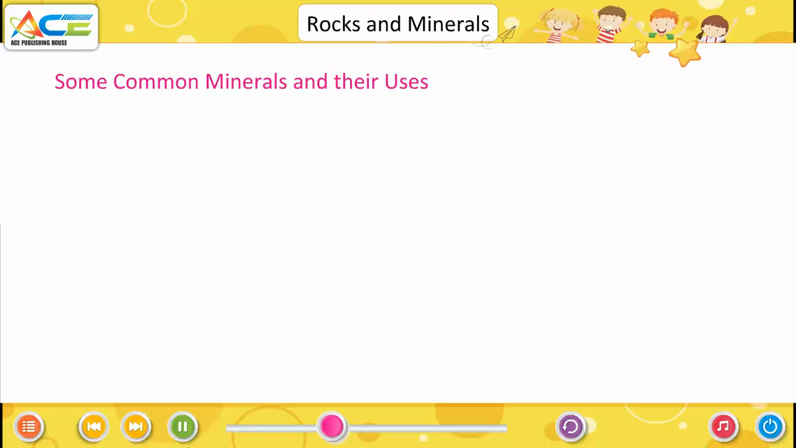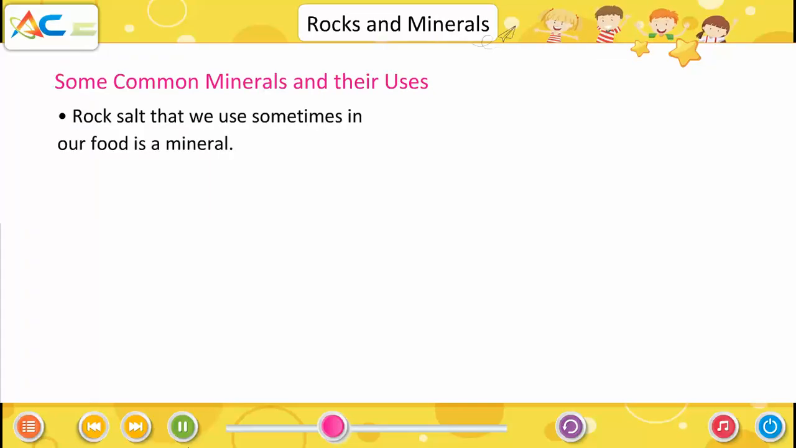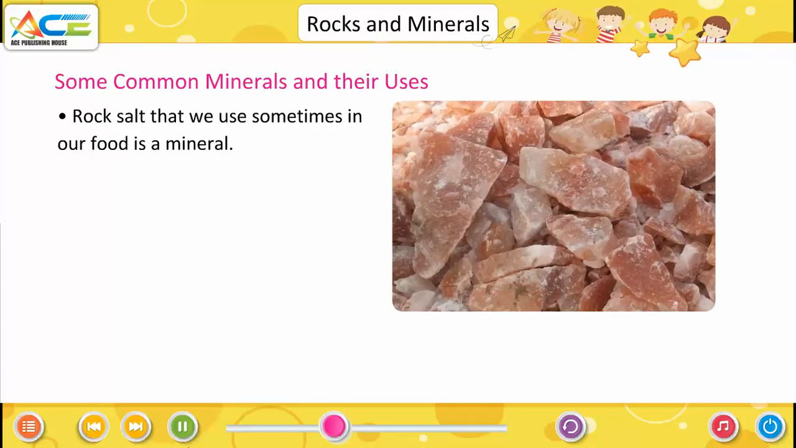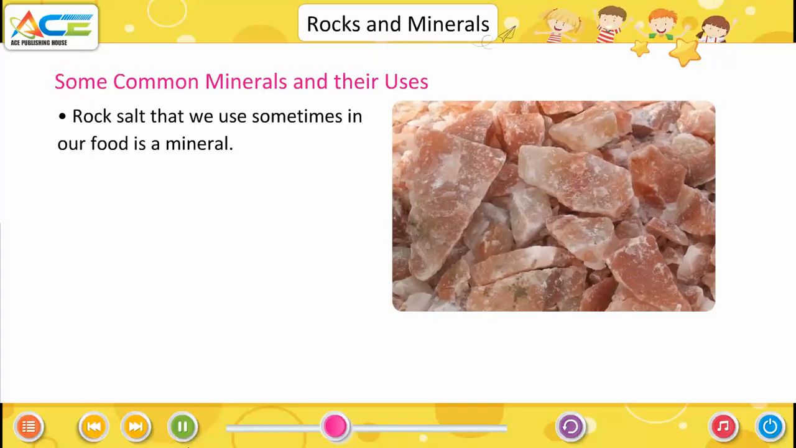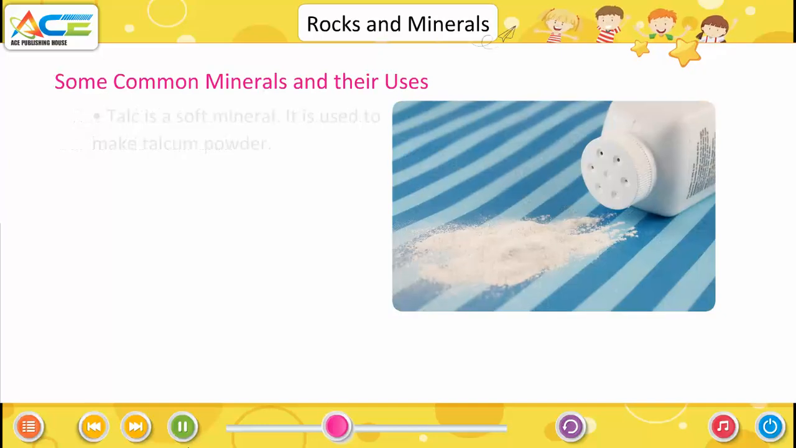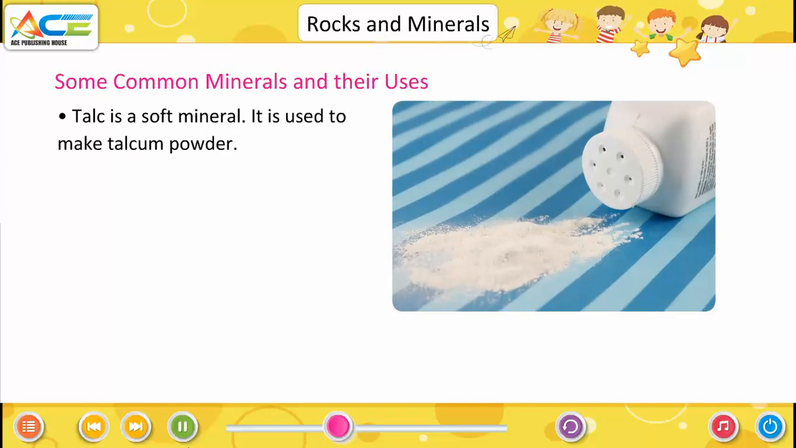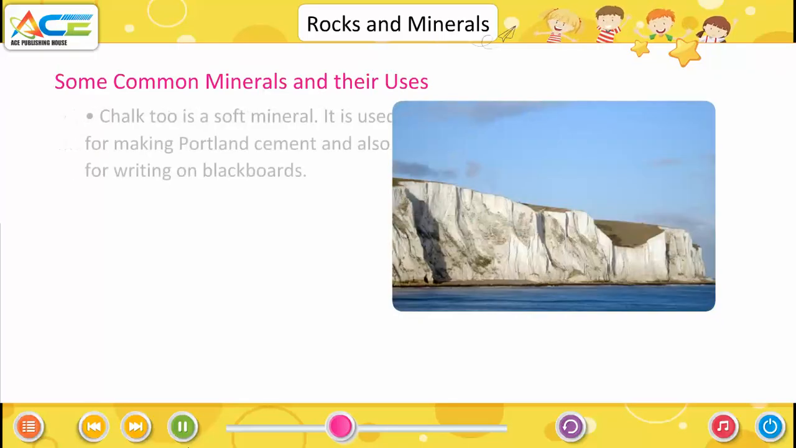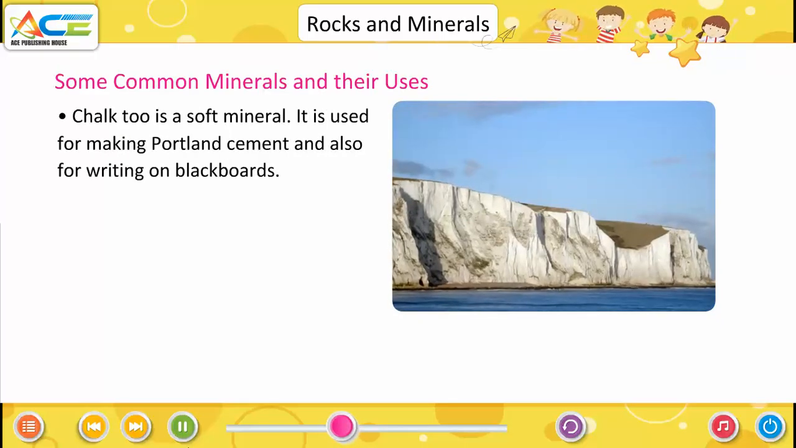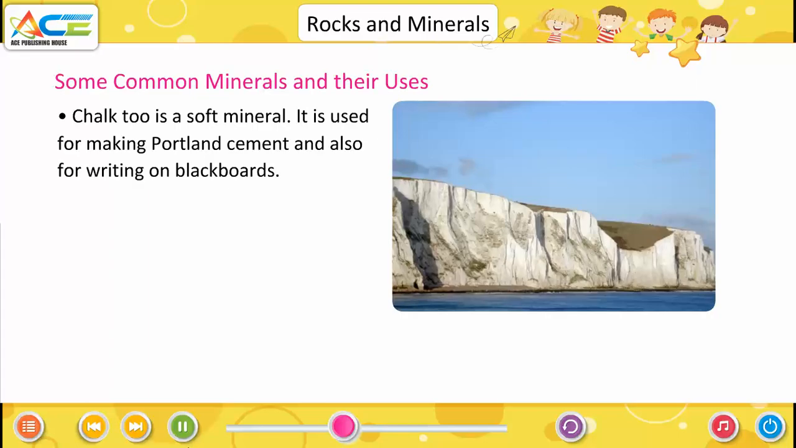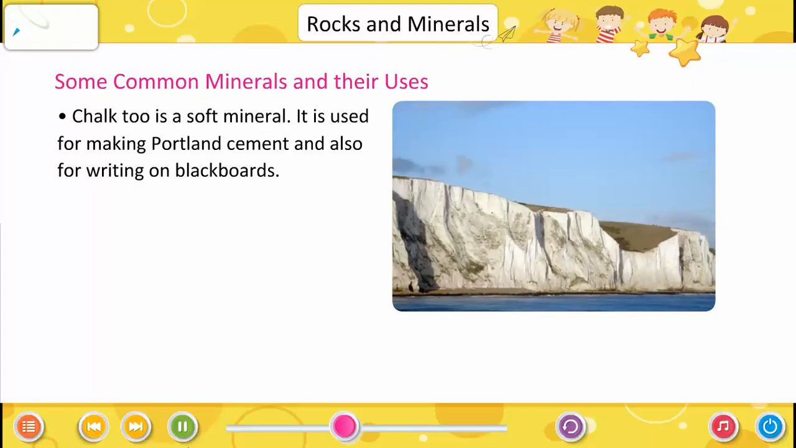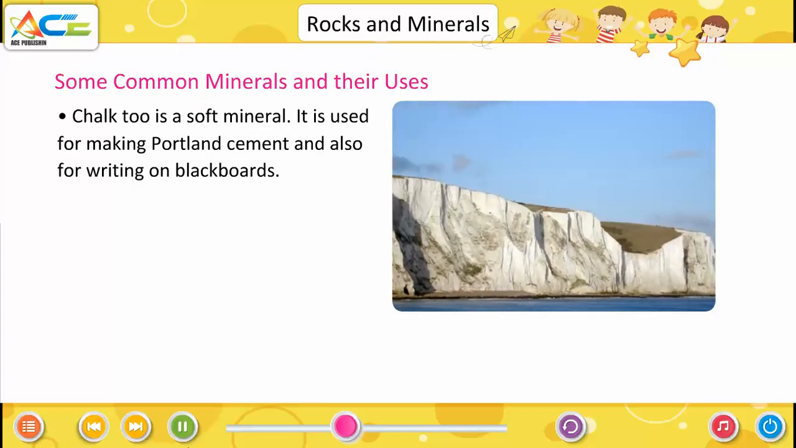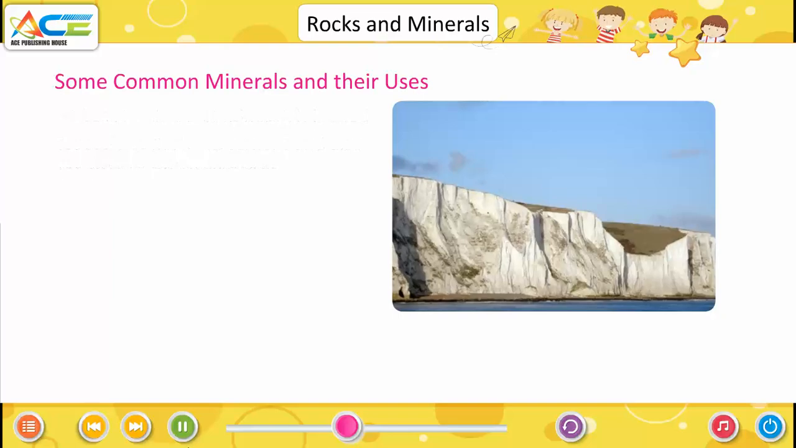Some common minerals and their uses. Rock salt that we use sometimes in our food is a mineral. Talc is a soft mineral. It is used to make talcum powder. Chalk too is a soft mineral. It is used for making Portland cement and also for writing on blackboards.